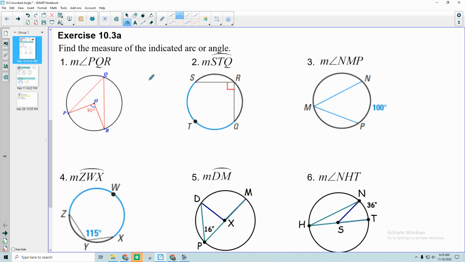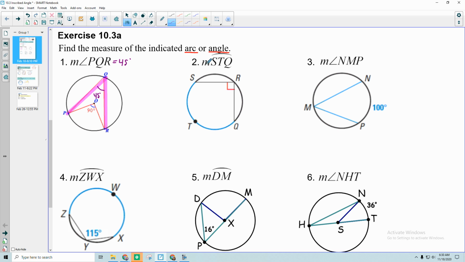We're going to find the measure of the indicated arc or angle. So either we're finding an arc or an angle. This one we're finding the measure of an angle. It's angle PQR, and we'll highlight that here. That angle would be inscribed. Hopefully you put 45 degrees, because I see that this is the central angle here, and this should end up being half of whatever that central angle is. So the measure of PQR is 45 degrees.